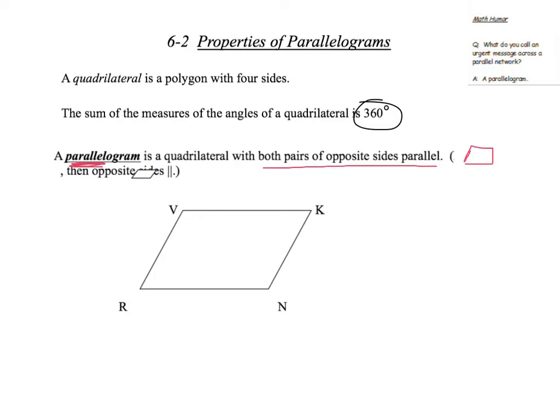So in our diagram down here, we know that the opposite sides VK and RN are parallel. VK is parallel to RN. And we also know that VR and KN are parallel. So both pairs of opposite sides are parallel.